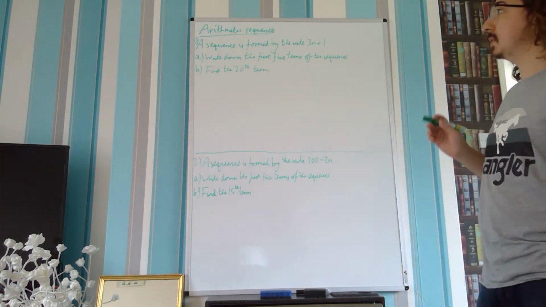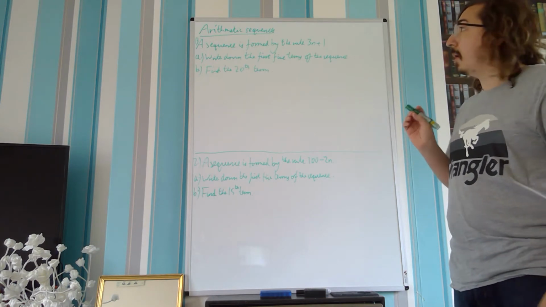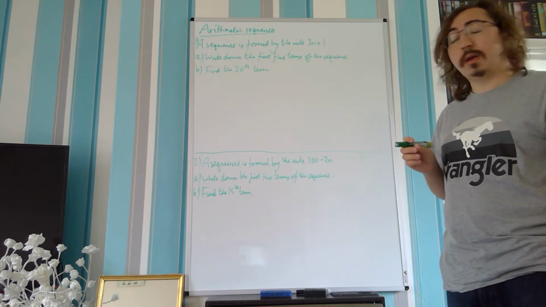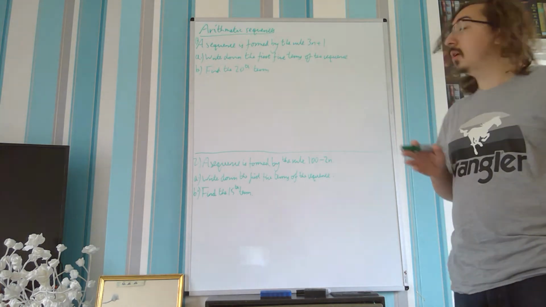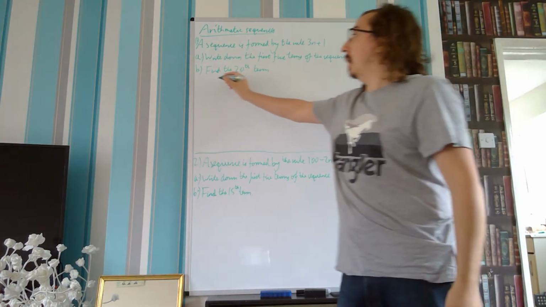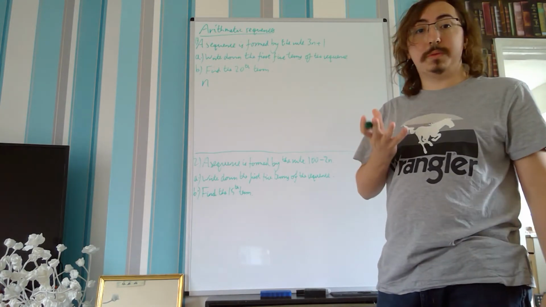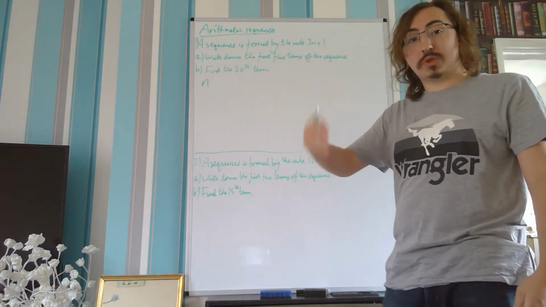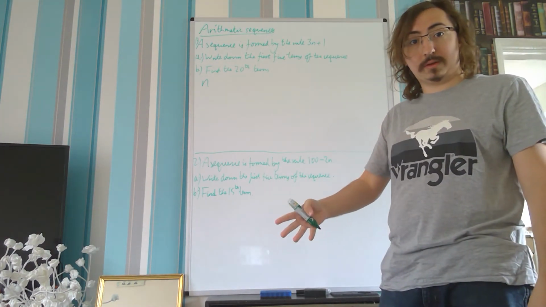The first one says, a sequence is formed by the rule 3n plus 1. Part A says to write down the first 5 terms of the sequence, and part B says to write down the 20th term. Now, the key with any sequence is you have n values, and your n values must be natural numbers. And all that means is that they are going 1, 2, 3, 4, and so on. So they're always positive integer values.